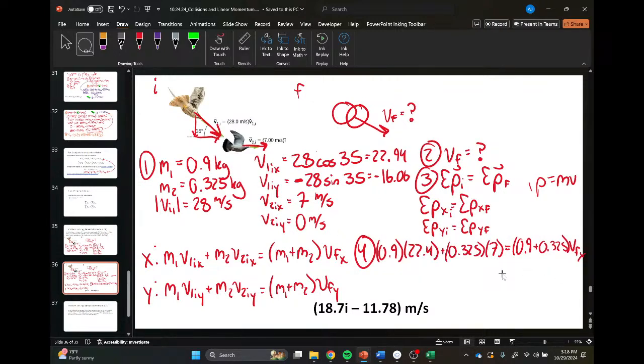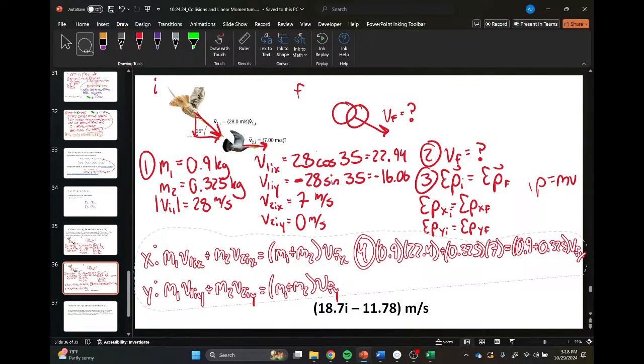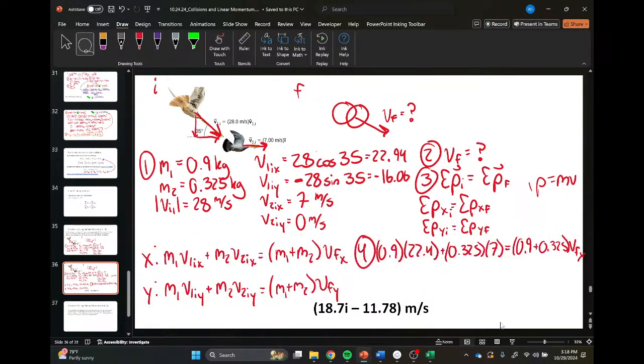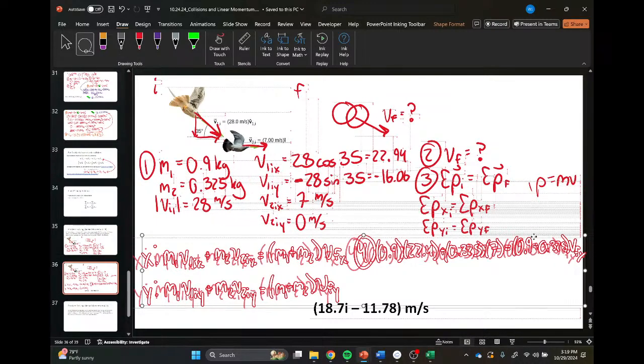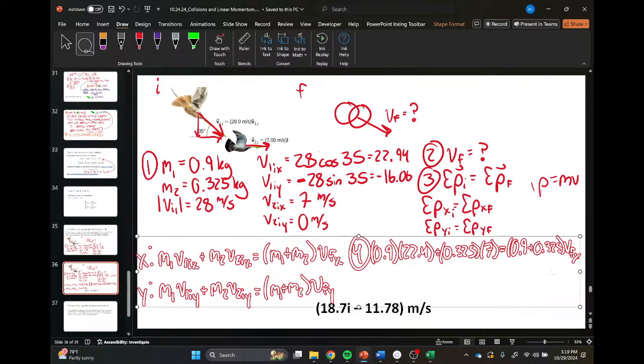Ugh, that was sad. And then it's just an algebra problem. Plug that in your calculator. If you solve for v final x, you should get 18.7. If you did not get 18.7, something went wrong.